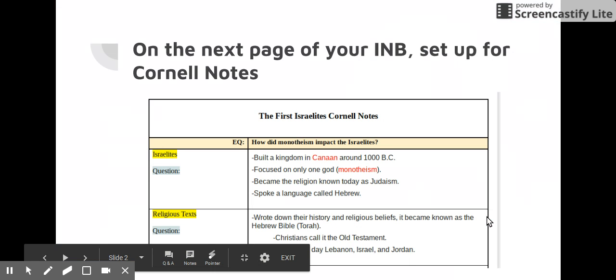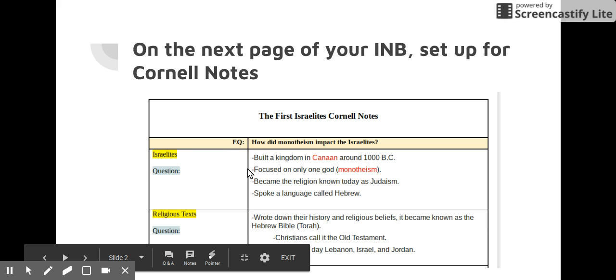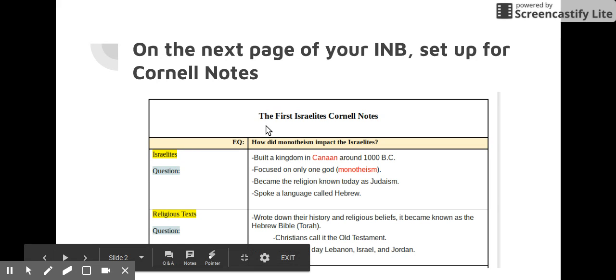So what we need to do first is set up the next page of your INB for your Cornell notes. You're going to make a line a third of the way across the page, all the way down at the end, and you'll do this for as many pages as you have. The topic, the first Israelites Cornell notes, goes at the top.